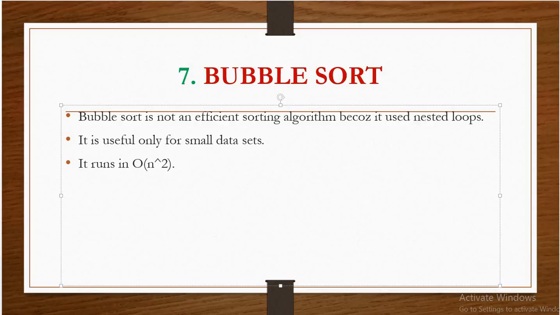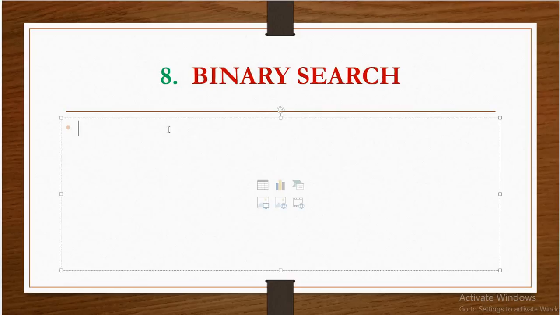Now next we are going to discuss binary search. Binary search is an algorithm that we can use for searching an array of elements. From an array of elements we can search any element and find on which index it is available. And to perform binary search, for example, we have the elements 10, 20, 30, 40, 50, 60.